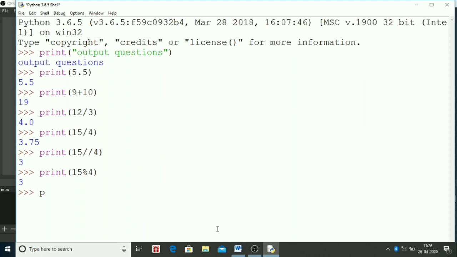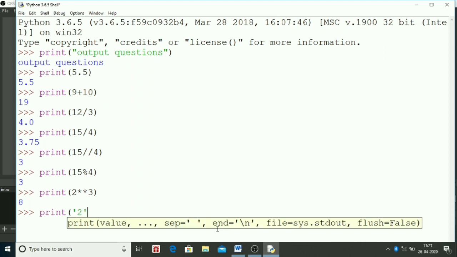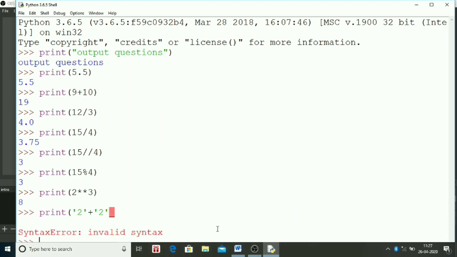Suppose I say print 2 star star 3, what will come? 2 raised to the power 3, that is 2 into 2, 4, 4 into 2, 8. Suppose I say print, and you haven't closed the bracket, so we should close the bracket.